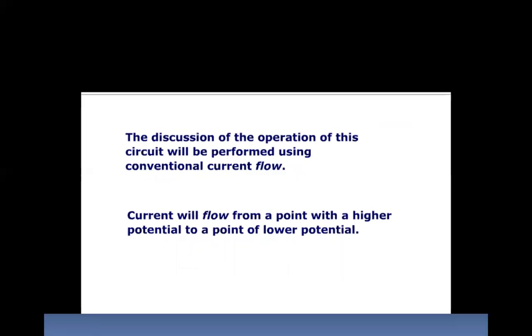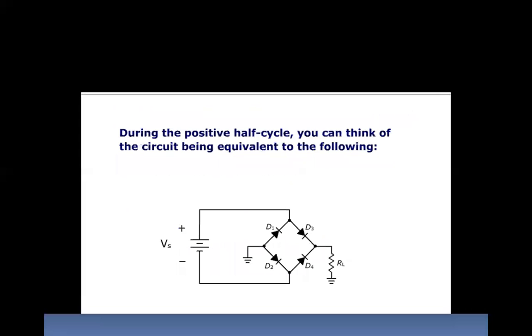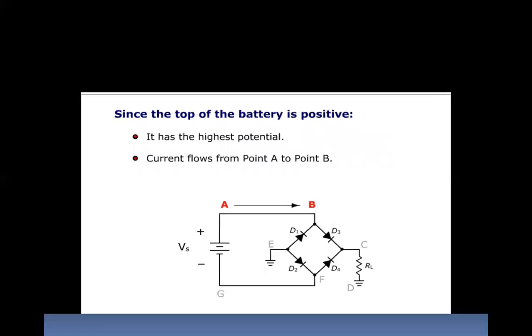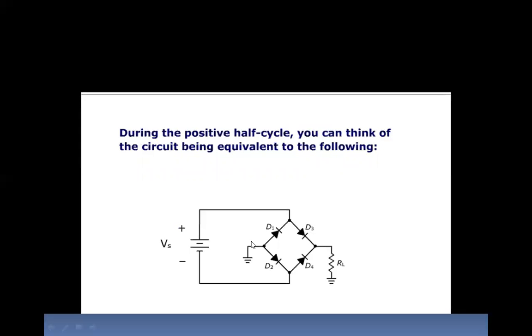The discussion of the operation of this circuit will be performed using conventional current flow. Current will flow from a point of higher potential to a point of lower potential. Always the current flows from positive to negative. During the positive half cycle, you can think of the circuit as being equivalent to the following. This is how it looks for the positive half cycle. Since the top of the battery is positive, it is the higher potential, so current flows from point A to B.